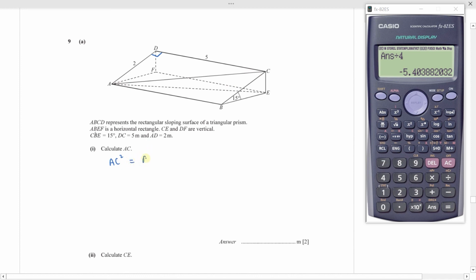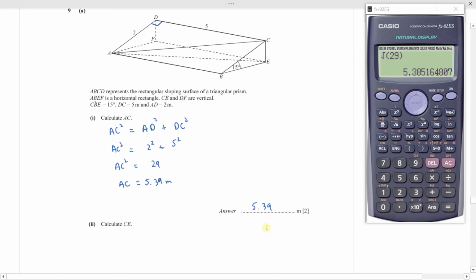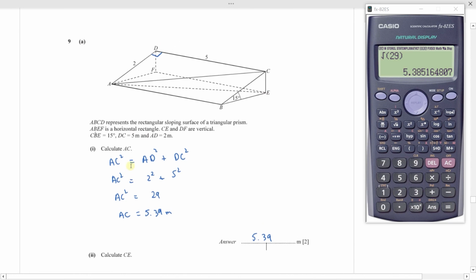AC square will be equal to AD square plus DC square. So AC square will be 2 square plus 5 square. So AC square will be 4 plus 25 is 29. So AC is square root of 29, which is 5.39 up to 3 significant figures. 5.39, the units is meter. So this is 5.39. The next part is calculate CE.